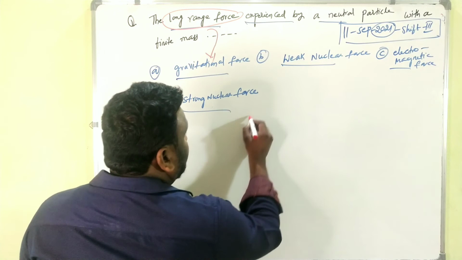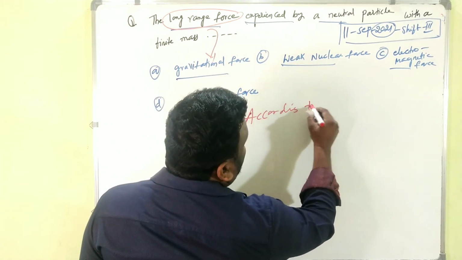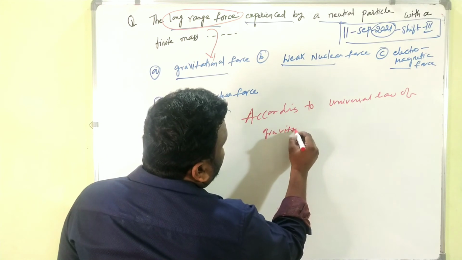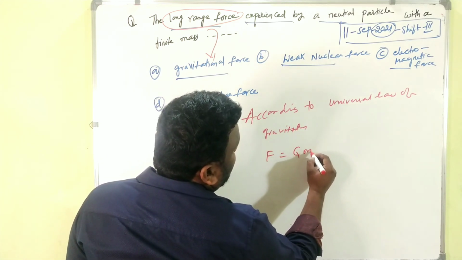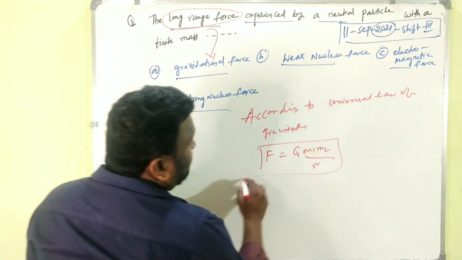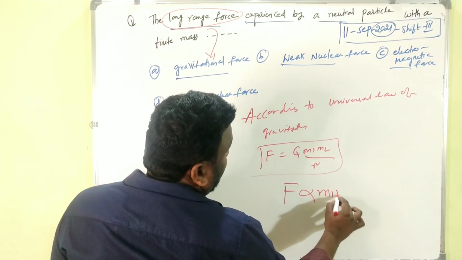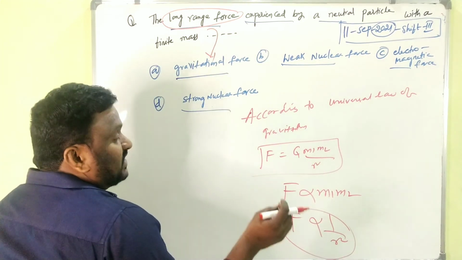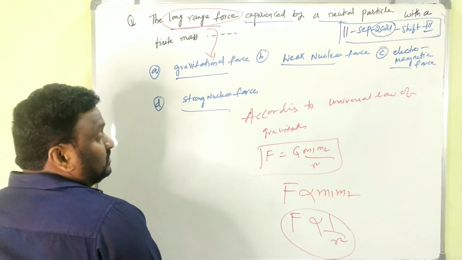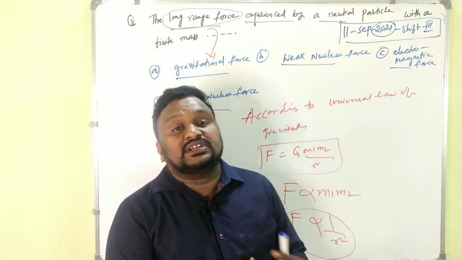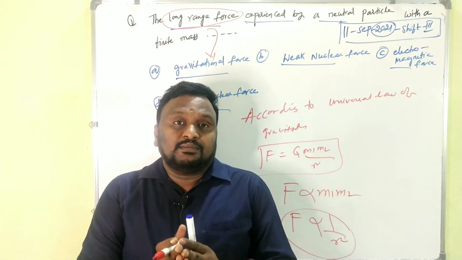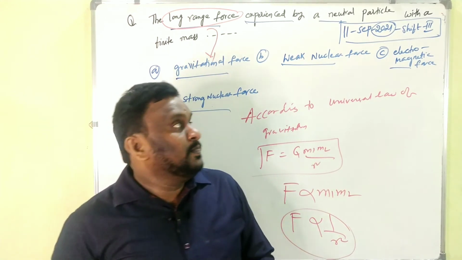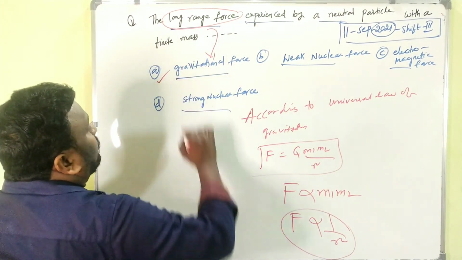According to the universal law of gravitation, we write F is equal to G M1 M2 by R square. That means the gravitational force acting between two bodies is directly proportional to their masses and inversely proportional to the square of the distance between them, and bodies having some masses are attracted to each other. There is a difference between the Coulombic force and gravitational force. Gravitational force is applicable from small distances to long distances, but Coulombic forces are confined to small distances. That's why gravitational force is the long range force, and option A is the right one.